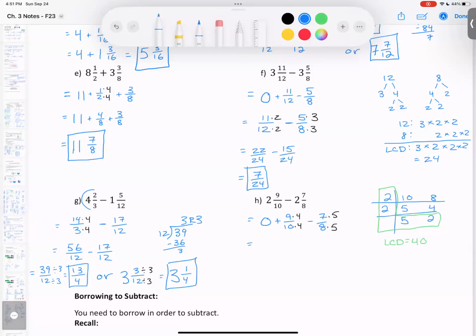So I end up then with 36 over 40 minus 35 over 40, which leaves me with 1 over 40.